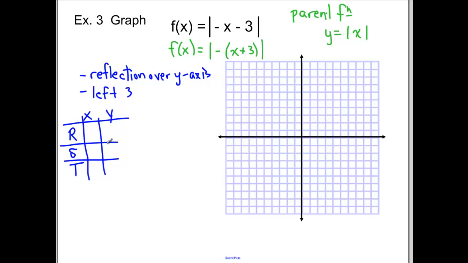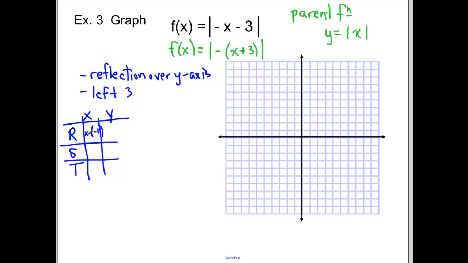There we go. My reflection over the y-axis. So we're going to use a box here that we've never used. Reflecting over the y-axis affects the x values by multiplying them by -1. So I'm going to take all my x values and multiply them by -1.